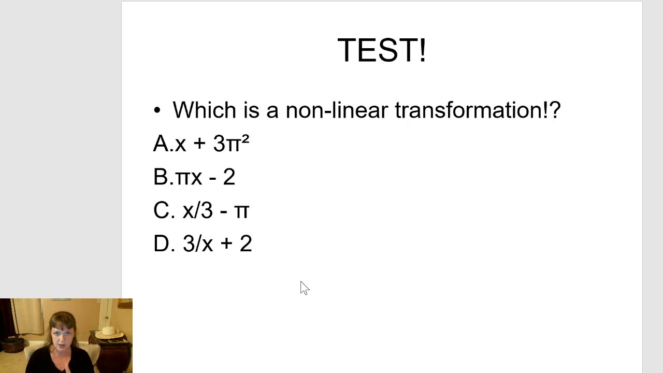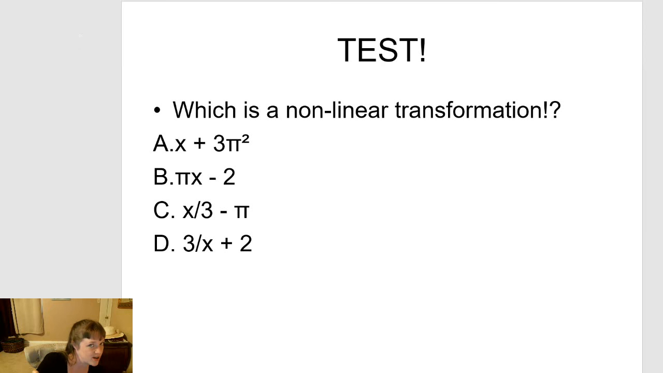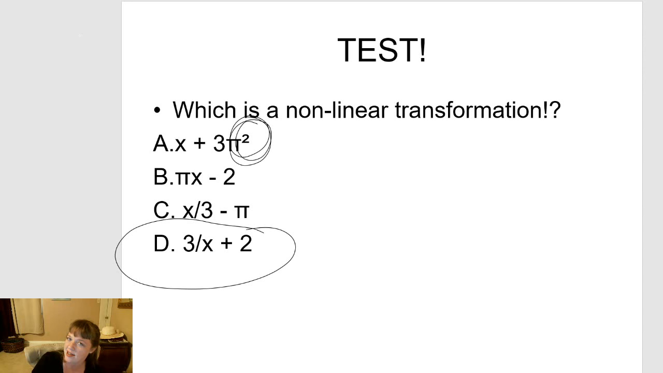So let's make sure we understand what I meant. Which one of these is the nonlinear transformation? And I promise you there's only one of them. Take a minute and look at it and decide. Well, the right answer here, are you ready? Is this. And you're like, wait, but I see a square there. That's nonlinear. Ah, yes, but order of operations.